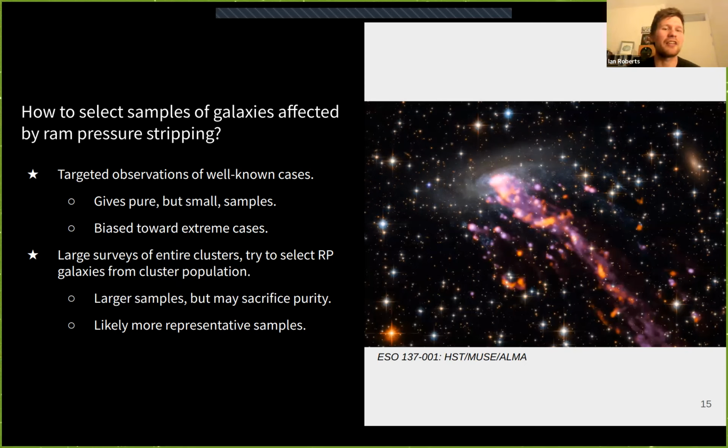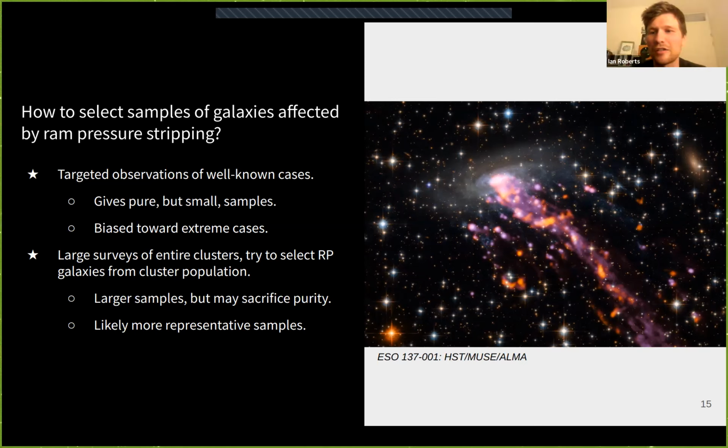How do you try and select samples of galaxies that are being affected by ram pressure stripping? I'd argue there's kind of two main approaches you can take. You can do very targeted observations of well-known cases. So there are a number of galaxies in the low redshift universe which are sort of prototypical in some sense, or extreme examples of ram pressure stripping. They're known objects. They've been observed in a lot of detail at many, many different wavelengths. So this is really targeting specific galaxies that are known a priori, either through some older observations or some other way.